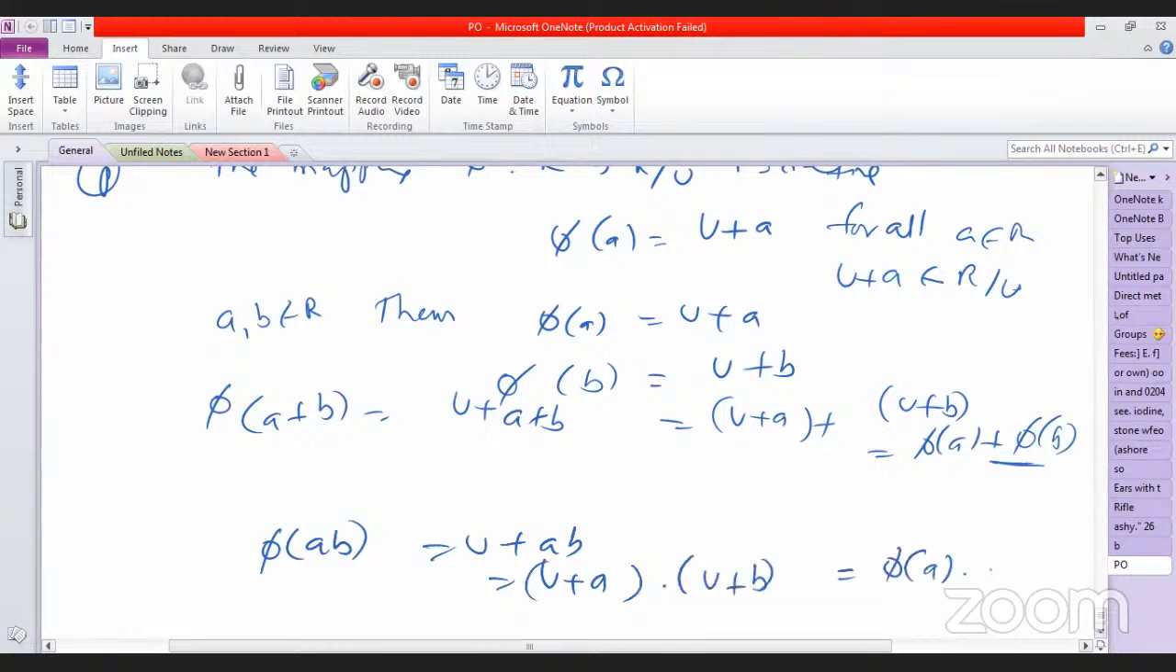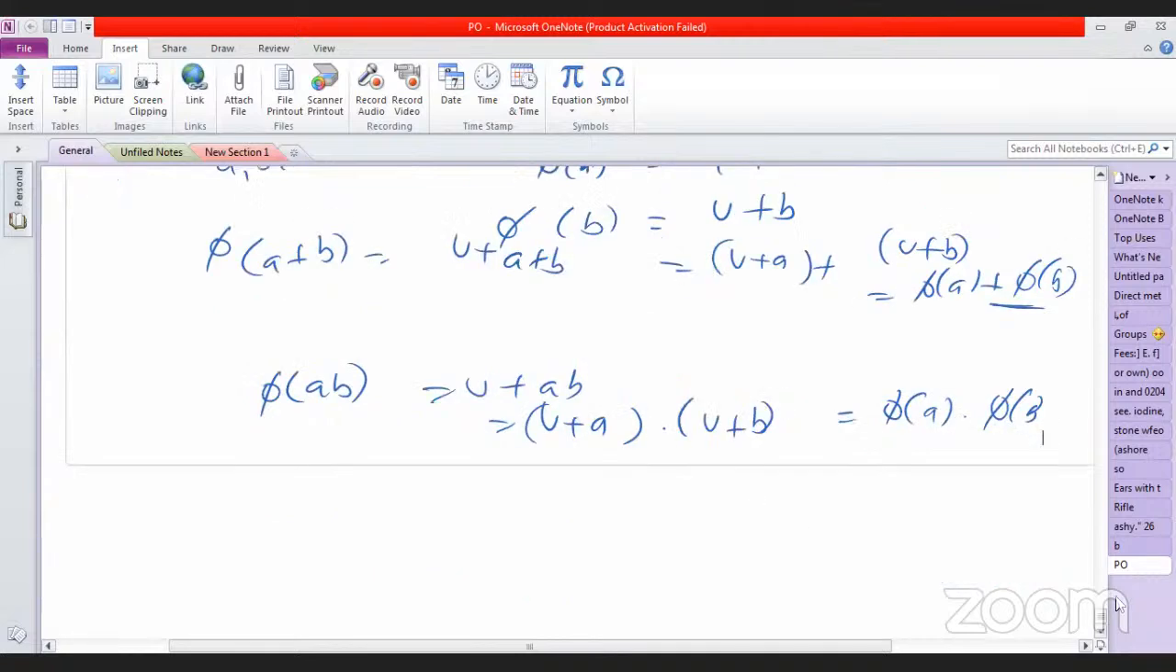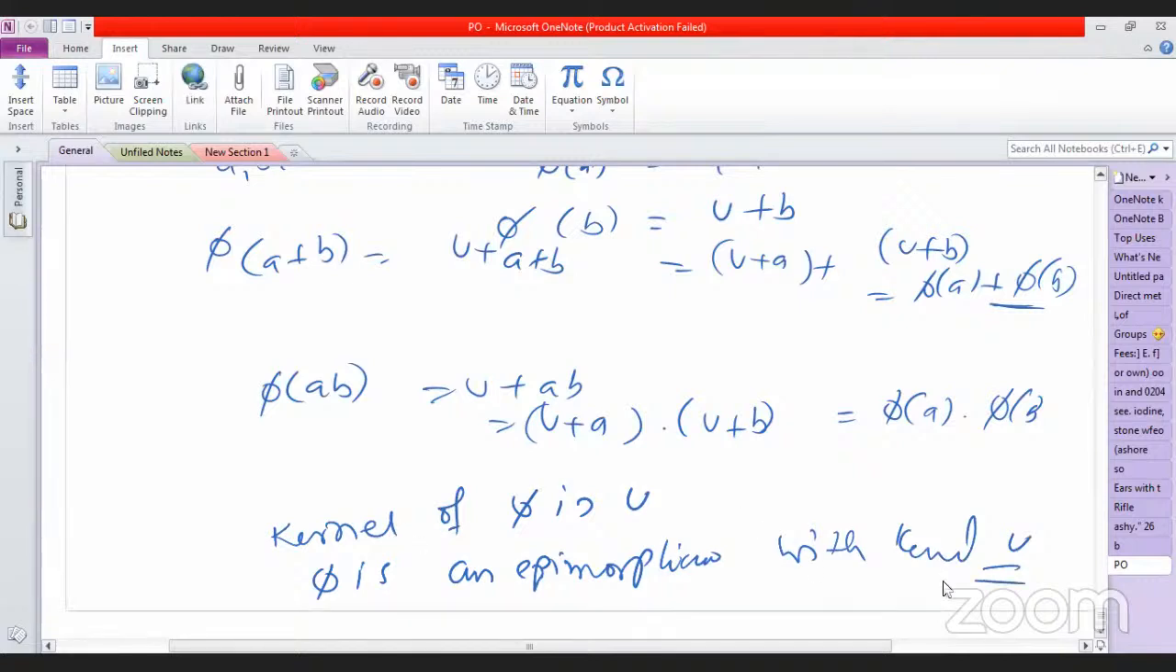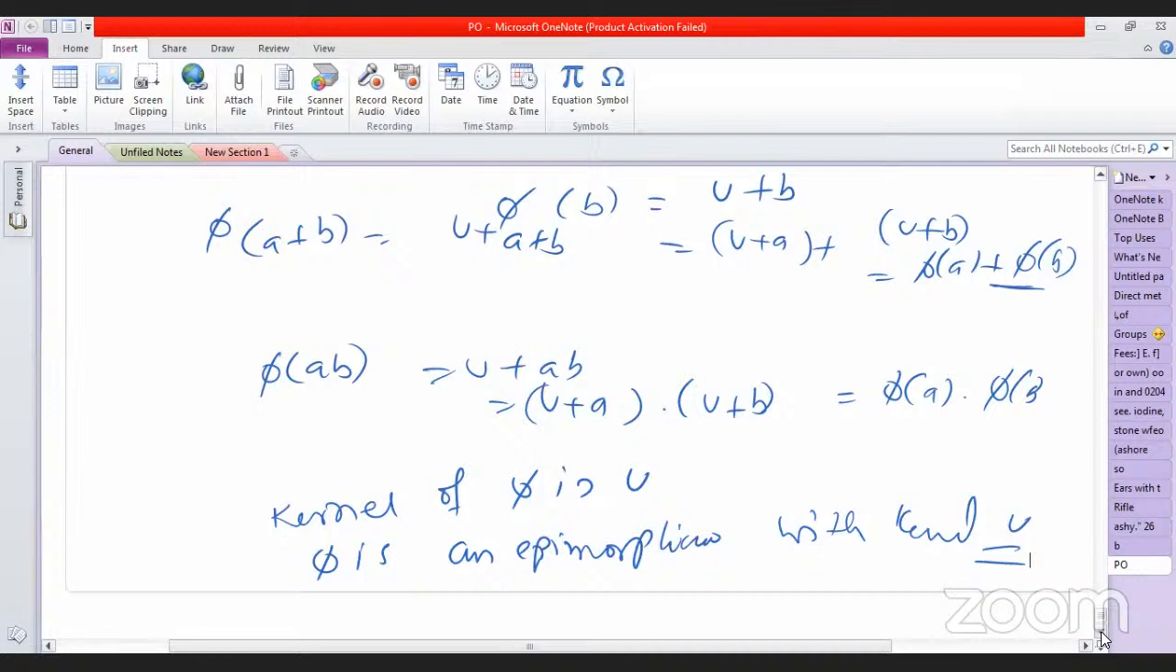From the definition phi is one-one, and phi is onto. Yes, sir. The kernel of phi is U. So phi is an epimorphism with kernel U. Understood? Yes, sir. The next problem.